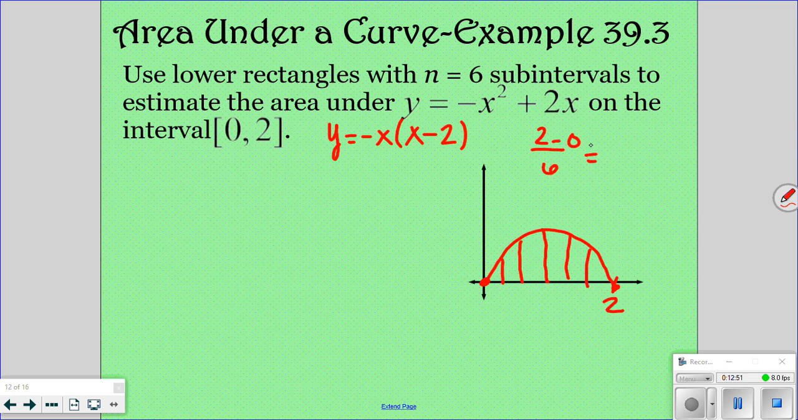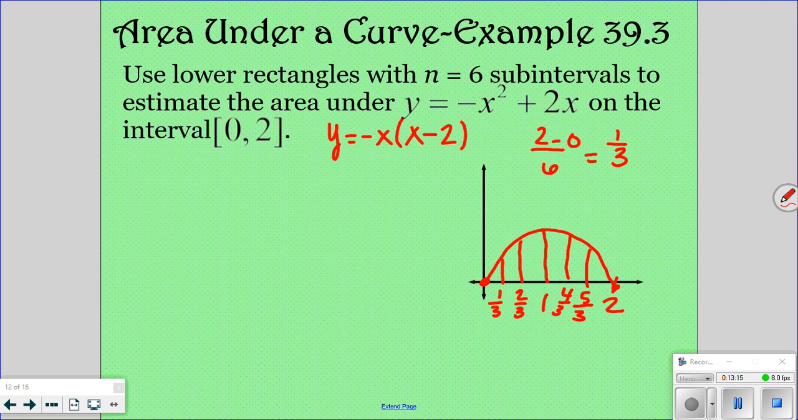So b minus a, 2 minus 0, over n, 6, gives you 2/6, which is 1/3. So from 0, this is going to be 1/3, and then this is going to be 2/3, 3/3, which is 1, and then 4/3, 5/3, and then 6/3 is 2. So there is the first part.